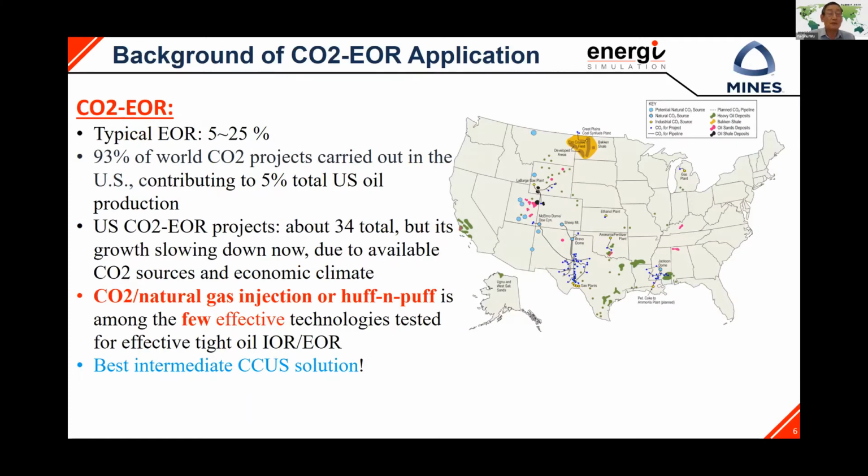This is some of our own literature review results from the past few years. In the US, CO2 flooding is the number one EOR approach and has surpassed thermal recovery applications. Typically CO2 can recover 5 to 25% additional oil. More than 90% of the world's CO2 projects are carried out in the US. CO2 flooding contributes about 5% of total oil production currently.